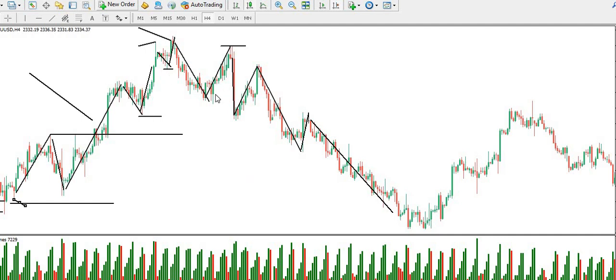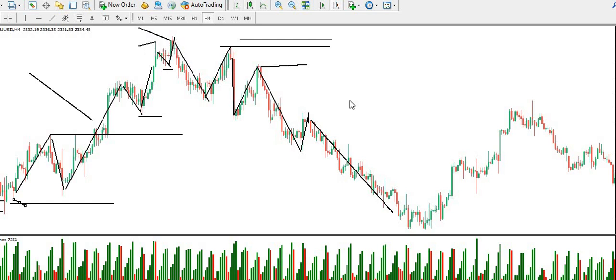Then what is the second rule? The second rule states that wave 2 can never go beyond the start of wave 1. Wave 1 started from this point. So we will simply place our stop loss above wave 1 while the market makes wave 2.